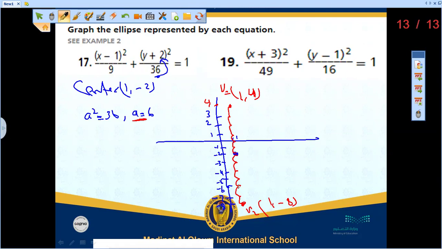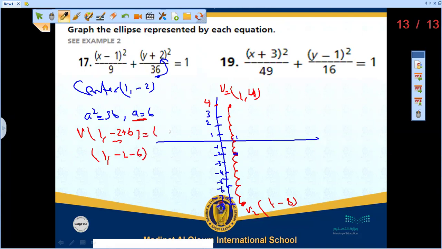Okay, guys, I got the two vertices. Or I can add and subtract 6 from the center to get the vertices. To get the vertices, the 1 is the same, and negative 2 plus 6, and negative 2 minus 6.